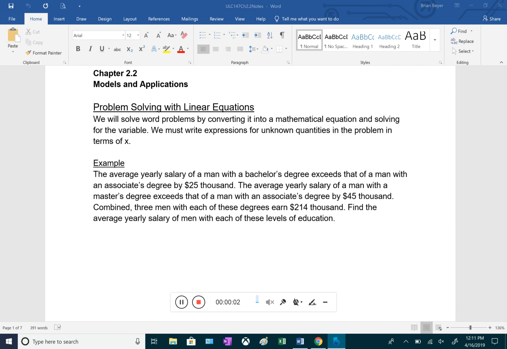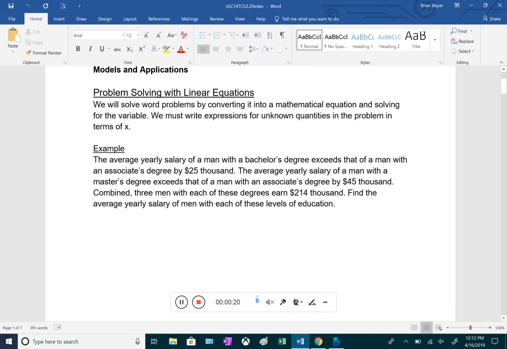So in chapter 2.2 is models and applications. So we're going to be doing some problem solving with linear equations. We're going to be given a word problem, and we're going to have to solve the word problem by creating a linear equation and then solving it. So let's jump right into examples here.